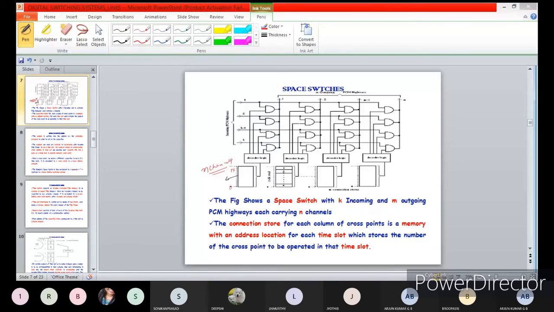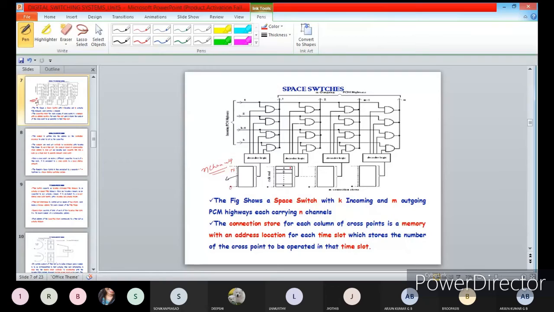The connection store for each column of crosspoint is a memory with an address location for each time slot, which stores the number of the crosspoint to be operated in that time slot. See the connection store. There are two stores: one is the connection store and another one is the address. Here, the connection store for each column.